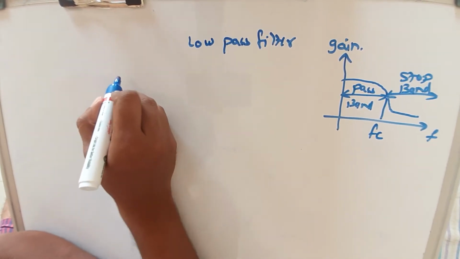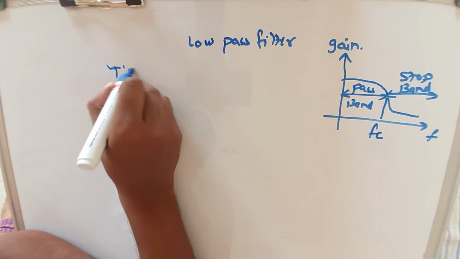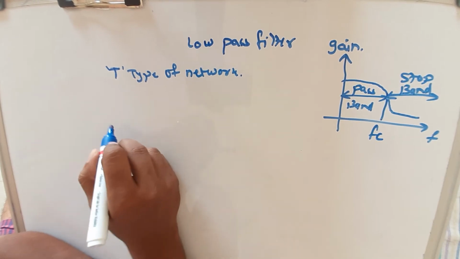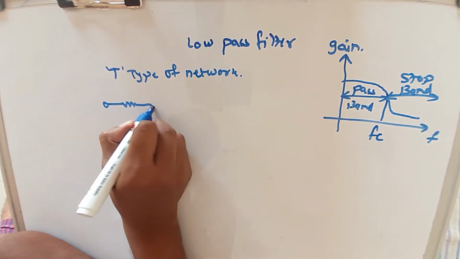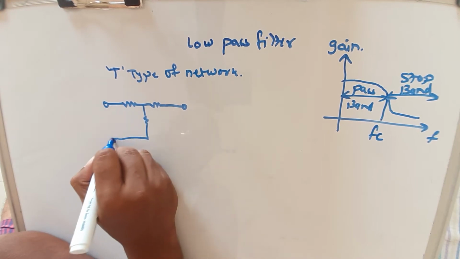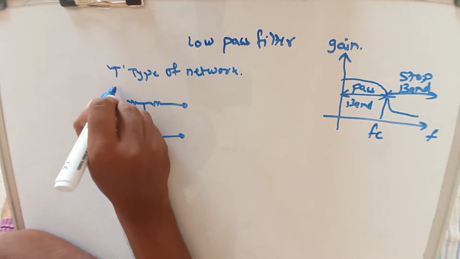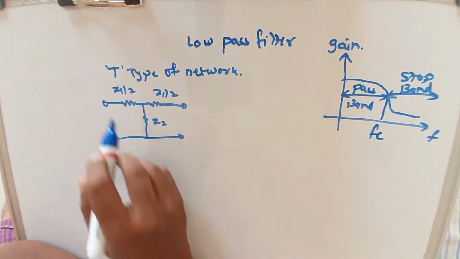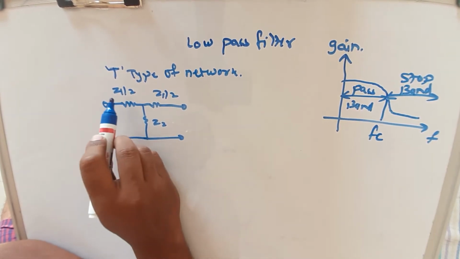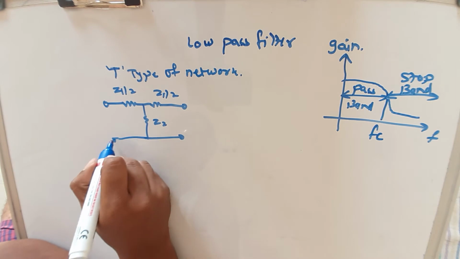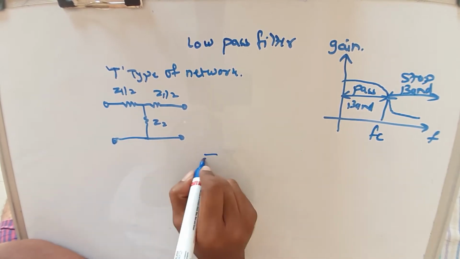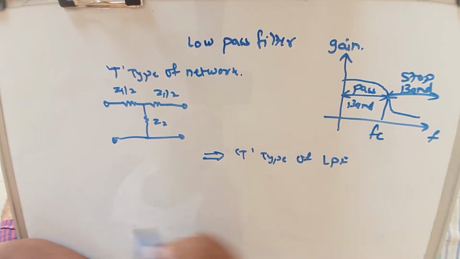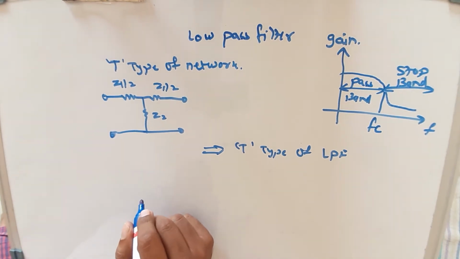Now we will see what is a T type network. In this network there are two impedances. Z1 is divided into two parts, Z1 by 2 and Z1 by 2, and Z2 is there. This is the T type. So we will draw the T type low pass filter. Okay, how will we draw it?